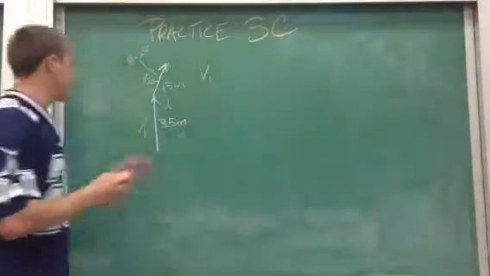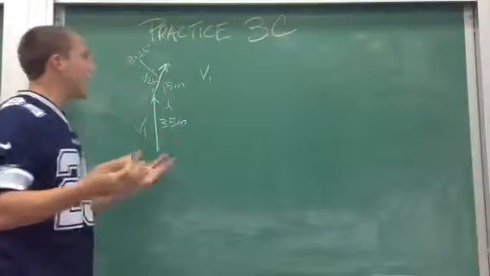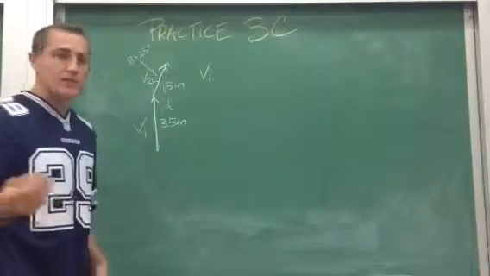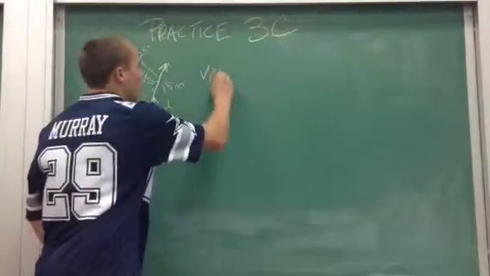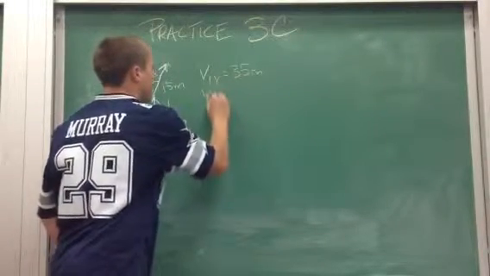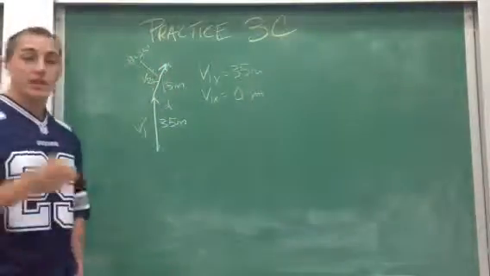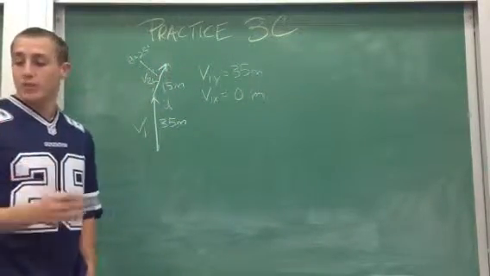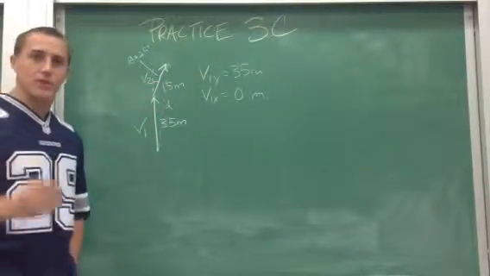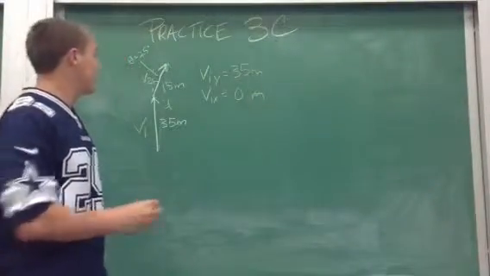Since vector 1 is straight in the vertical, going upfield, we're only going to have a y component. The x component, right to left, is 0. So v1y equals 35 meters, and v1x equals 0 meters. That's an easy one, just like number 7 in question set 3b. For vector 2, now we have to break it into an x and y component, which is exactly what we did in 3a and 3b.